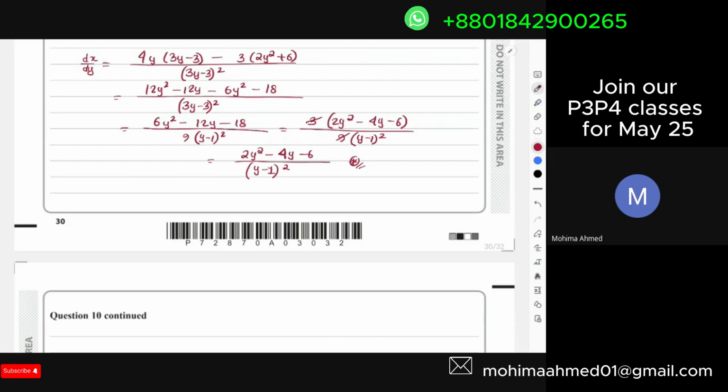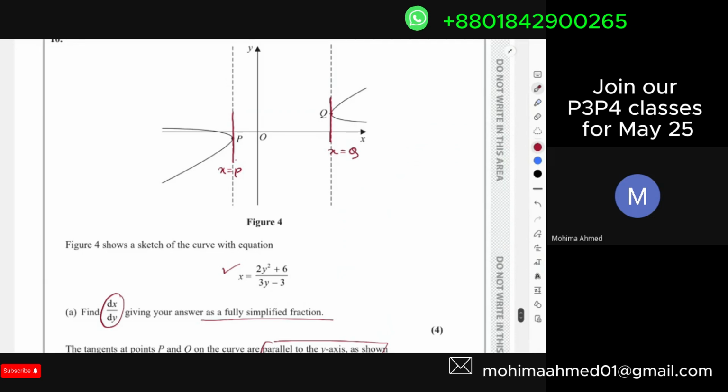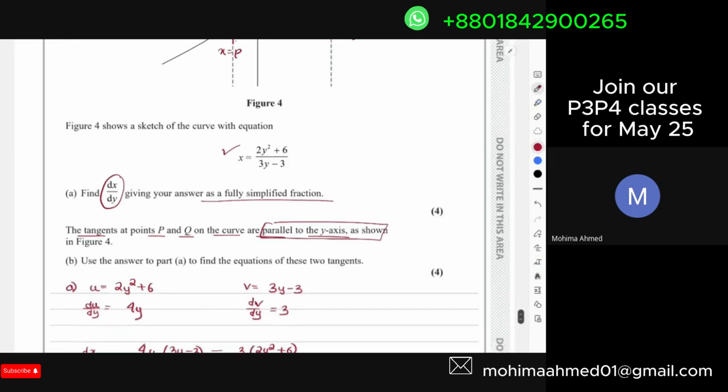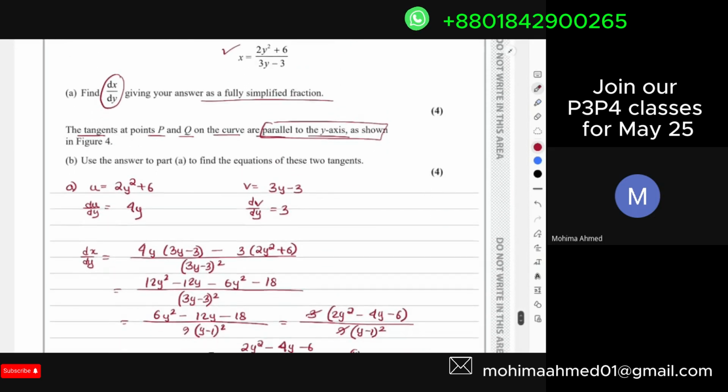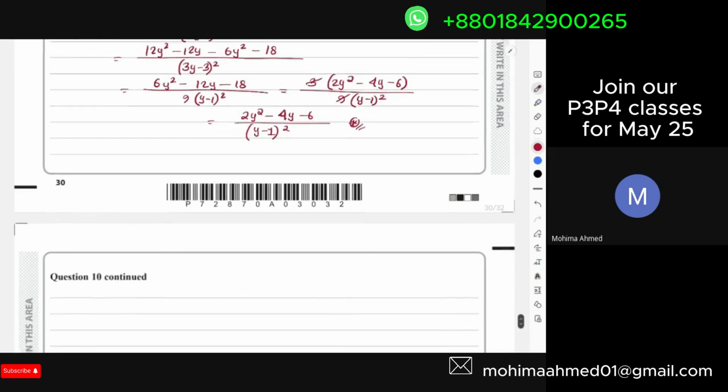At points P and Q, I can see that these two points are turning points also, right? At a turning point, it really doesn't matter if you're working with dy by dx or dx by dy. The formula will always be equal to 0. A turning point is always equal to 0. So if it's always equal to 0, I can find the coordinates. This is how I'll calculate.